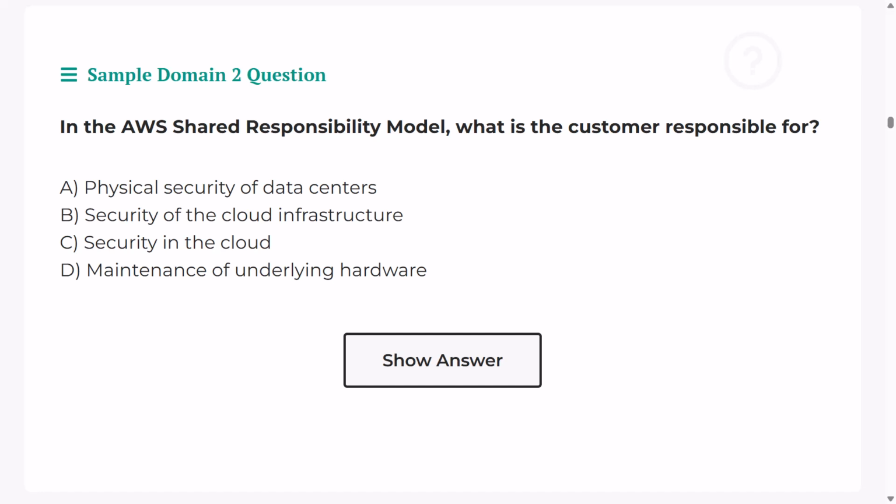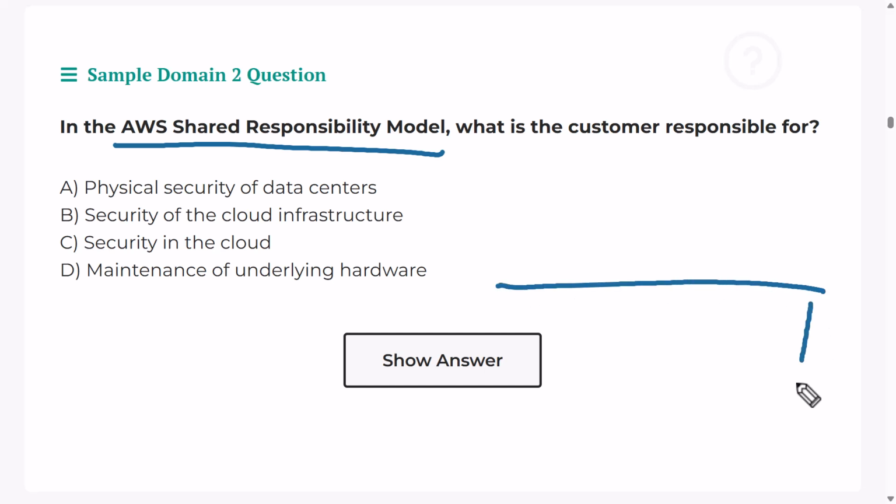In the sample domain 2 question, we're asked about the AWS shared responsibility model, and specifically what the customer is responsible for under that model. The shared responsibility model represents AWS's idea that some things that you do in the AWS world are managed by AWS. It's their responsibility to keep those parts of an architecture secure. But there are other parts that you as the user are responsible for keeping secure. Or in other words, the responsibilities are shared. You have certain responsibilities and AWS has certain responsibilities.